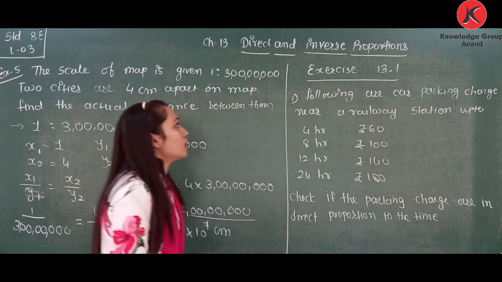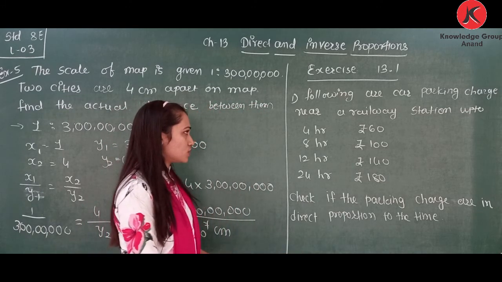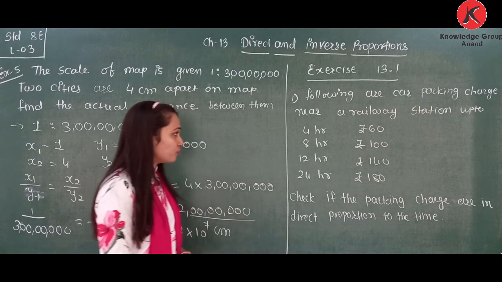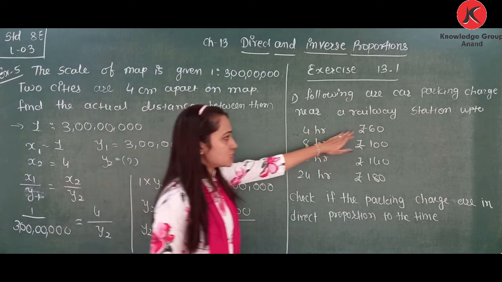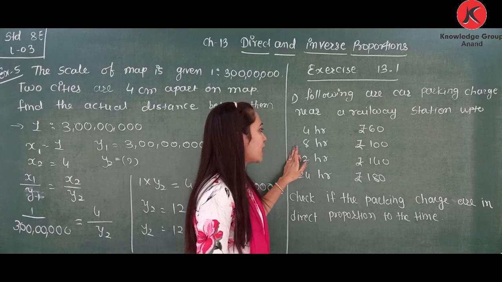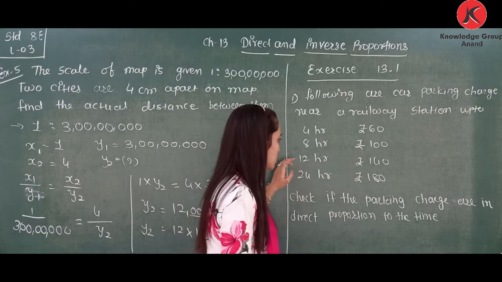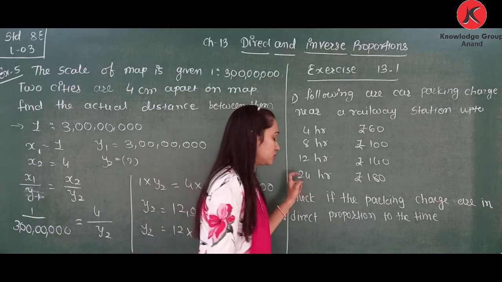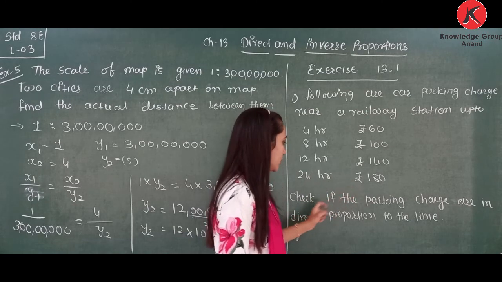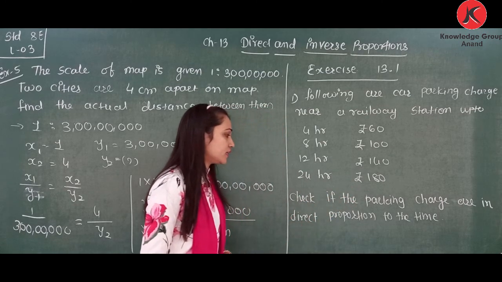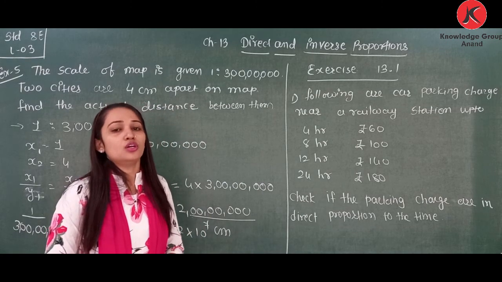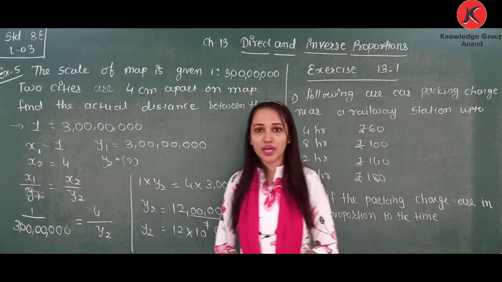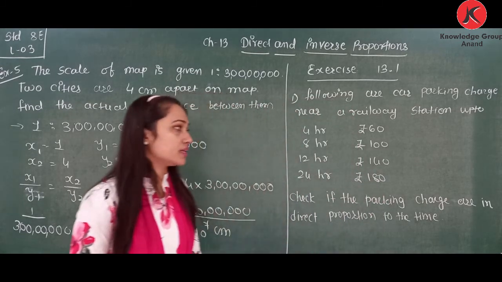Now next, exercise 13.1. First question: following are the car parking charges near the railway station. Up to 4 hours, rupees 60. 8 hours of car parking time will cost 100 rupees. 12 hours will cost 140 rupees. 20 hours will cost 180 rupees. You need to check if the parking charge is in direct proportion to time, whether the two quantities are in direct proportion or not. How can you say that? If the ratios are the same, then they are in direct proportion.